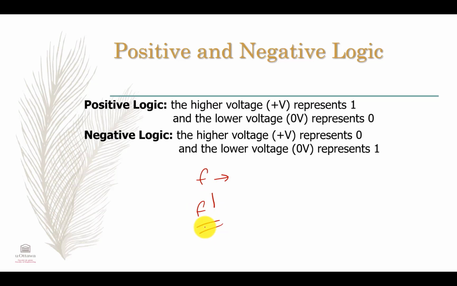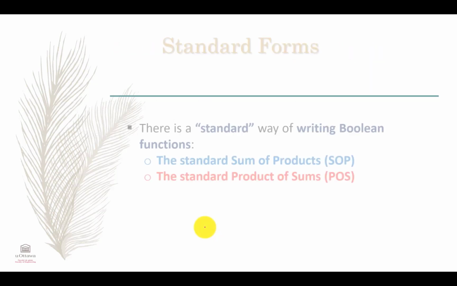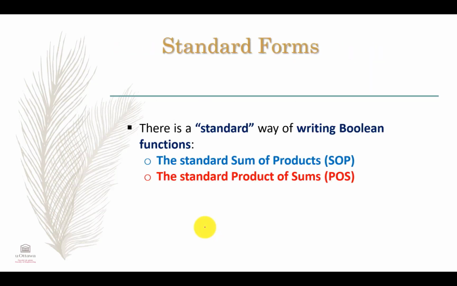That's very important, guys, to describe any circuit by its true function as well as by its complement function, okay? And because we can use that, we can come up with a standard way to describe and write the operation of any digital circuit, as well as Boolean functions. Those two formats are called the standard sum of products and the standard product of sums. So it's the SOP and the POS.